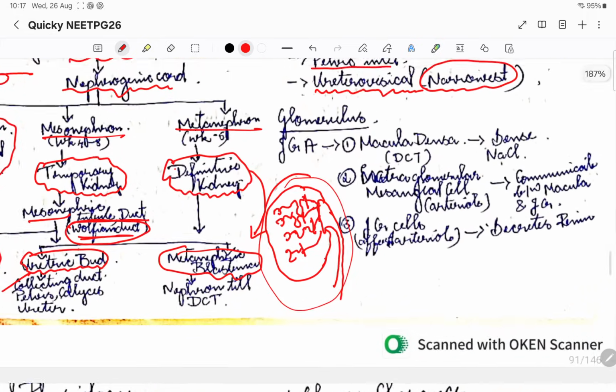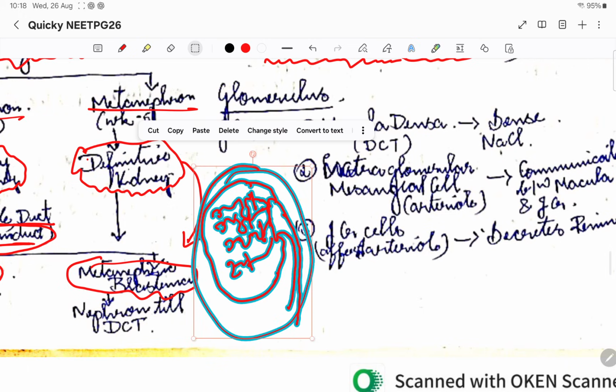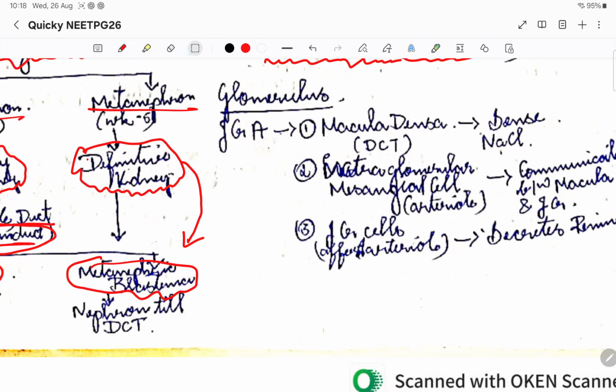So now moving on to the subtopic, that is the glomerulus, right? The glomerulus is the definitive kidney. Here is where the function of the kidney lies, that is filtration. You know that, right? There is the Bowman capsule and glomerulus, then the PCT and loop of Henle, then the DCT, then the collecting tubule. There are millions of such nephrons. This is how a nephron would look, and this is the glomerulus, the filter.